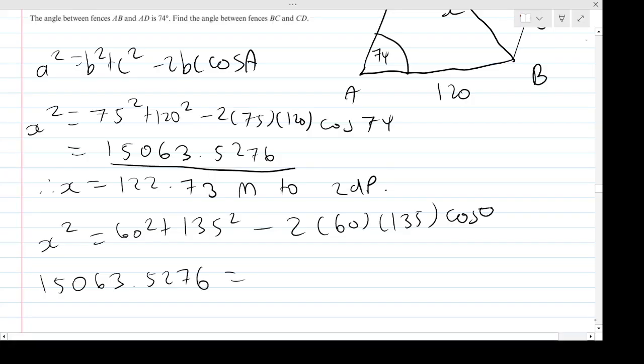63.5276 is going to be 60 squared. Well, 60 squared is 3,600. Add 135 squared. Well, 135 squared. Actually, I could just do that all in one. Well, 60 squared add 135 squared is 21,825. Take away 2 times 60 times 135, which is 16,200 cos theta.